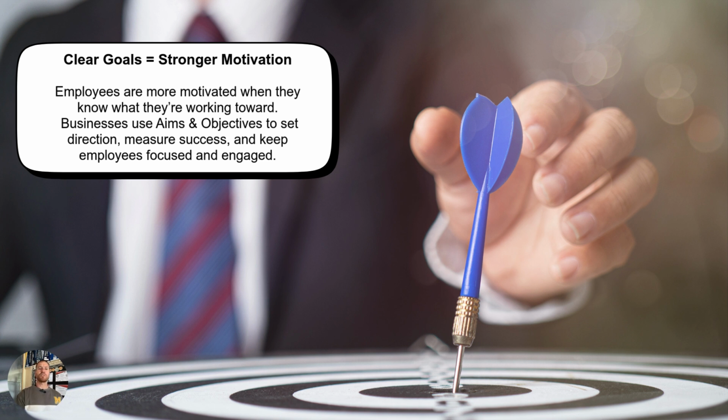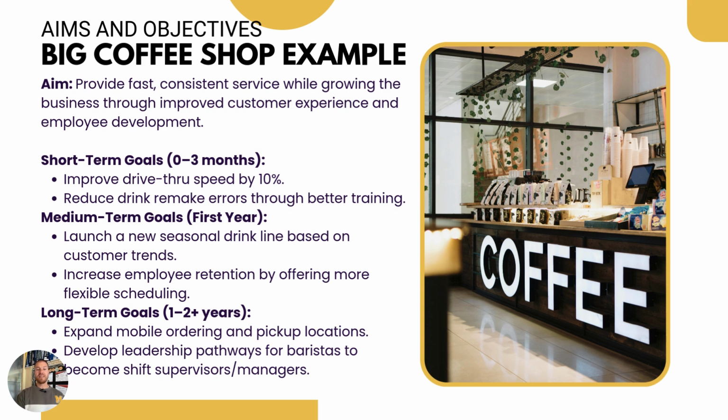Clear goals equals stronger motivation. Employees are motivated when they know what they are working towards. Businesses use aims and objectives, or goals, if you will, to set direction, measure success, and keep employees focused and engaged. The aims and objectives slide right here gives them an example for a big coffee shop.